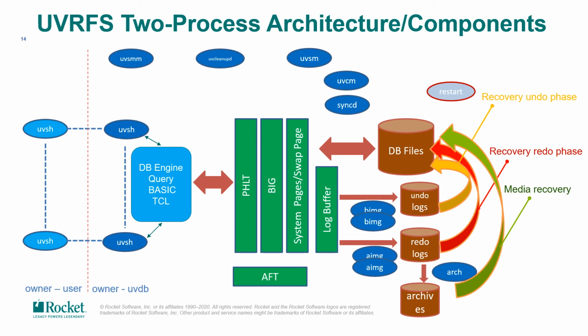This is the new UniVerse recoverable file system architecture diagram. If you look at the diagram, it's pretty much similar to the UniData one. On the right side, there is not much change, it's exactly the same. The only major change is the database engine process. In UniData, it was located here. Now, for UniVerse, we move it to here. And this database engine process is directly connected with the system buffer.